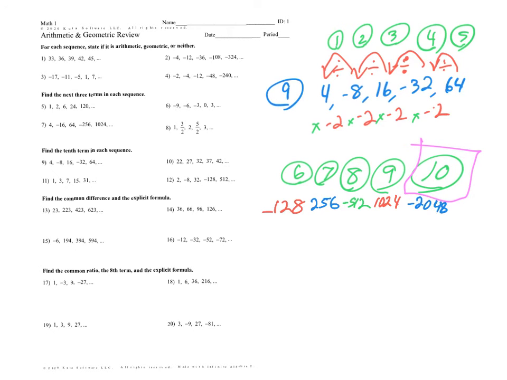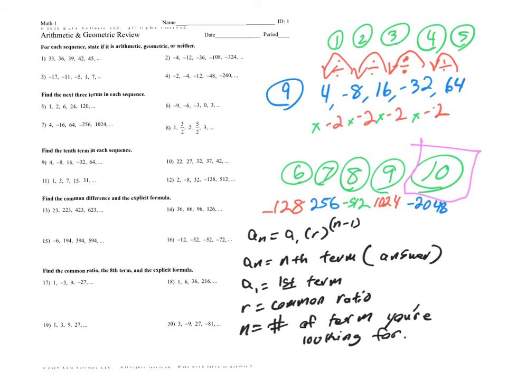The other option is to be able to do your geometric formula, and that is a sub n equals a sub 1 times r to the n minus 1. And you may be going, I don't remember what any of that is, and that's okay. I'm getting ready to tell you what that is. So what you have here, a sub n, that first one there, that's the nth term, and that's actually your answer. So when you're going through and finding, in this case, it's going to be negative 2048 when I'm done. That'll go over here. That's going to be the answer. I haven't found that yet, but that's where it'll be.